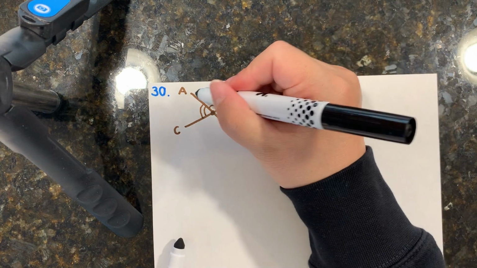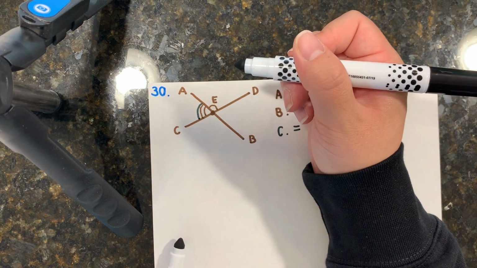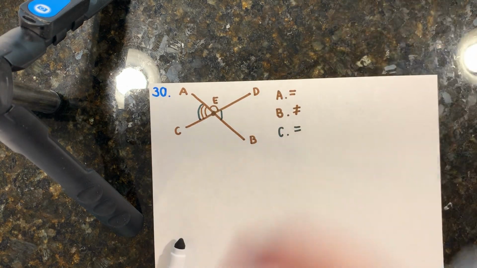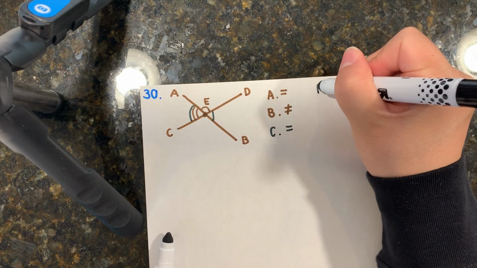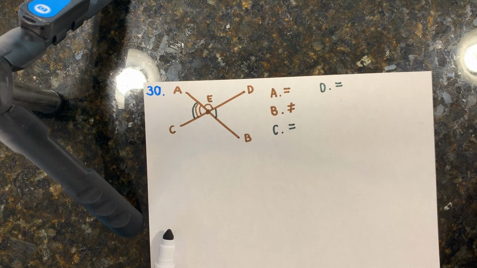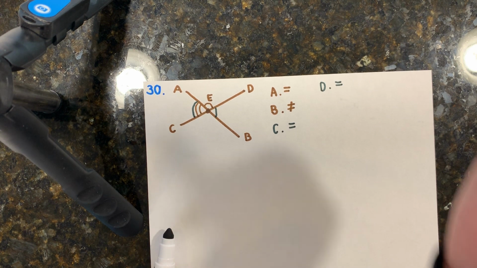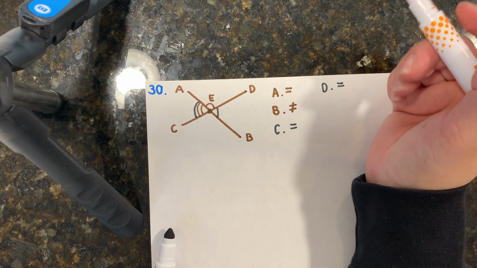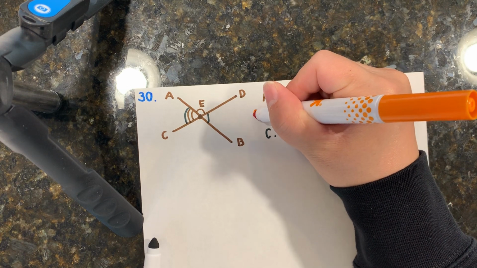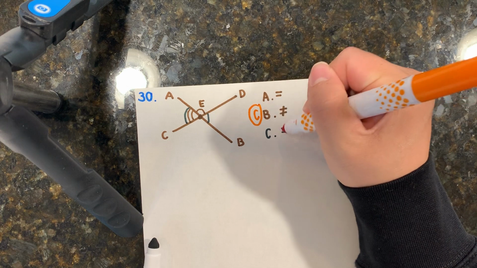The next one, AEC. AEC would be this angle here, that first black line, and BED would be here. So those would be equal to each other. So D would be equal. Let's go to the next one. It's E. Oh shoot, I messed that up. That should be B. This is actually C. Wow, I'm not doing well. So C is not equal.